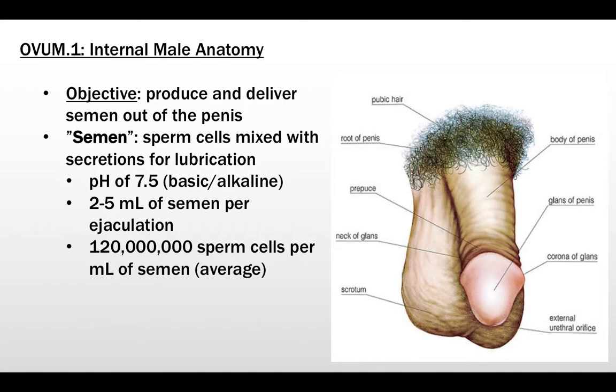For internal anatomy, so what we're seeing here, this is more external male anatomy. In the internal male anatomy, what we're trying to do is produce and deliver semen. So semen is a little bit different than sperm because it contains sperm mixed together with other secretions for lubrication. The pH of semen is basic. It's a little bit above 7, about 7.5, and that's because the vagina is acidic, and so this lubrication will help protect the sperm once they enter. The average volume per ejaculation is about 2 to 5 milliliters, and as I mentioned, there are hundreds of millions of sperm on average per milliliter of semen.